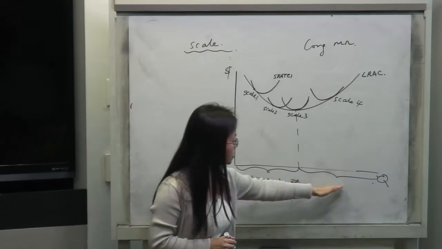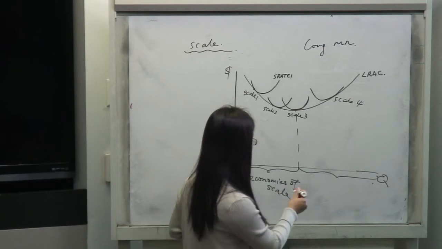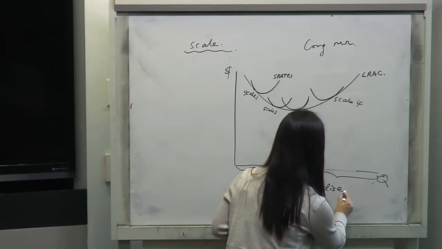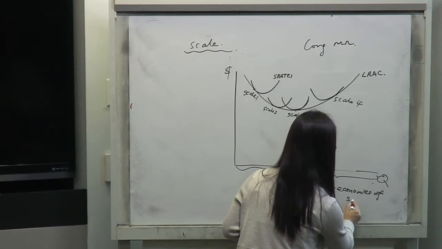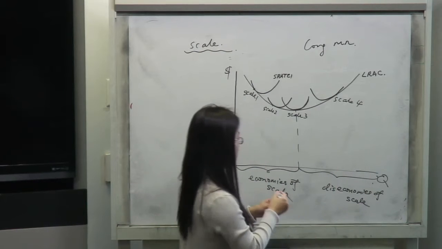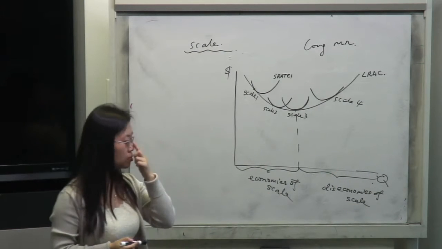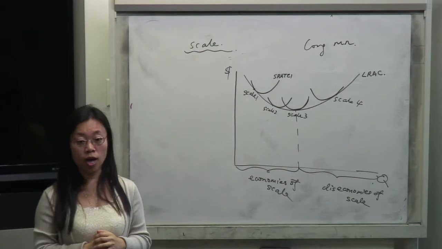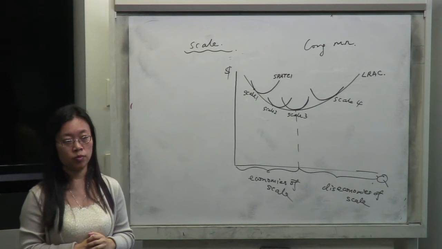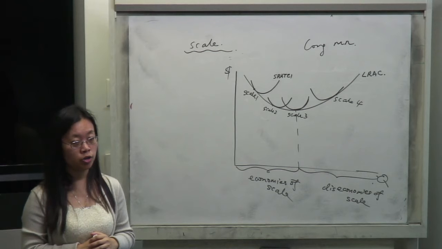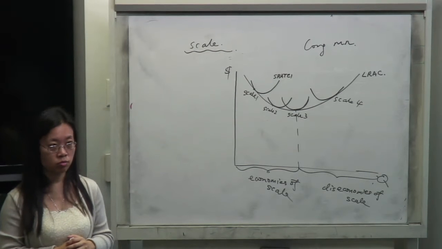And this stage here, we call the diseconomies of scale. This means you no longer benefit from a larger scale. If you increase your scale, your average cost function is not going to go down.